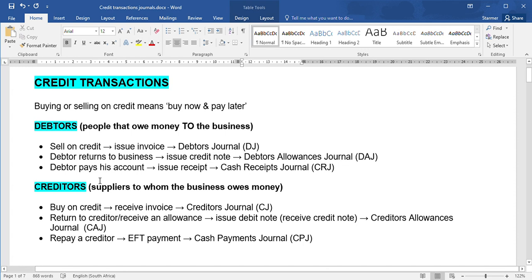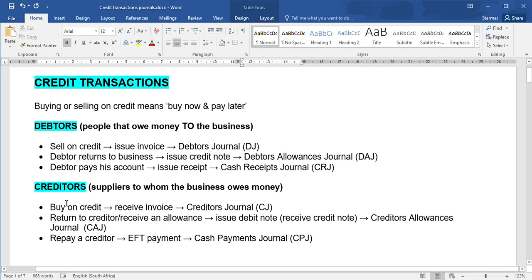which we abbreviate to DAJ. At some stage, at a later stage, the debtor is going to come and pay his account. When he pays his account, if he comes into the business, we will issue him a receipt telling him that he has paid us back. Now it is only at this stage that you actually receive money. So it is only at this point here that you're going to make use of the CRJ, the Cash Receipts Journal. So that deals with debtors.